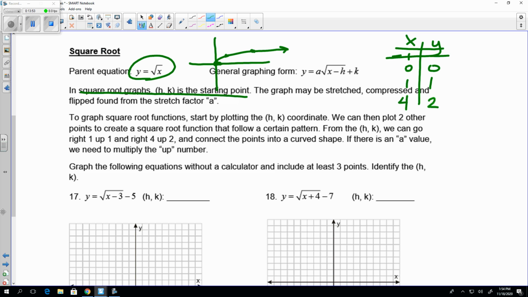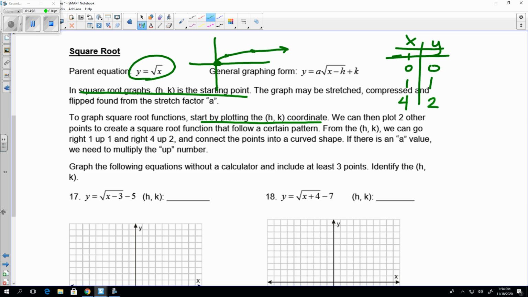It's not necessarily called the vertex anymore, we'll just call it the starting point. But it still can be stretched and shifted around like the other graphs. So we're going to still start by plotting the HK. We can plot 2 other points to create a square root function that follow a certain pattern.